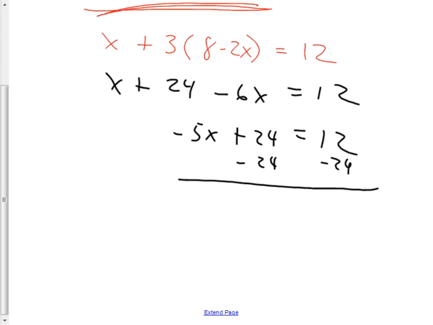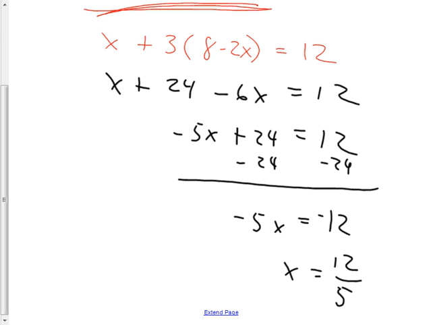And then I'll have negative 5x equals 12. And then x equals negative 12 fifths. Okay, yes, and that makes this positive 12 fifths. All right, good. How many of you were able to solve that one?